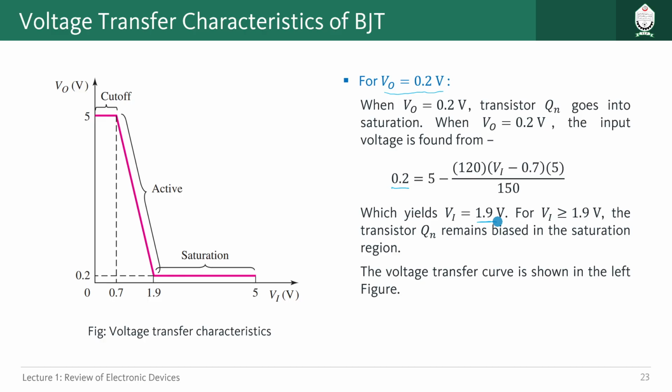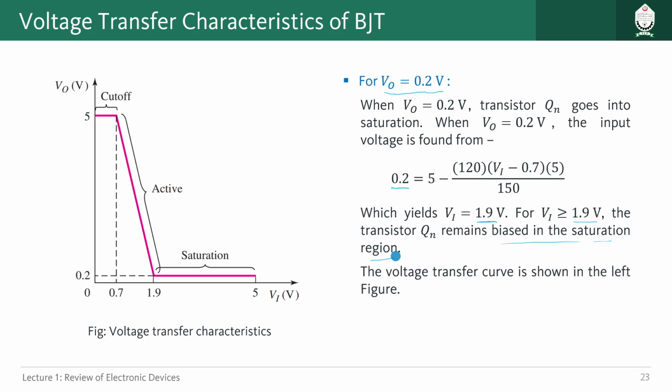So what we can say is, Vi equals 1.9 volt is the minimum voltage when we reach the saturation for this device. If we increase beyond that, we will still be in the saturation region, right? So that's why it's written Vi is greater than or equal to 1.9 volt, the transistor Q1 remains biased in the saturation region. So how it looks like, the whole thing, whatever we have done in the 3 different steps, we have found out the cutoff mode, we have found out the active mode, and finally we have got the saturation mode. Now let us look at it in the graph.